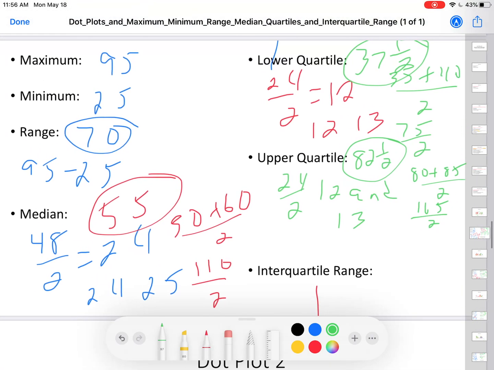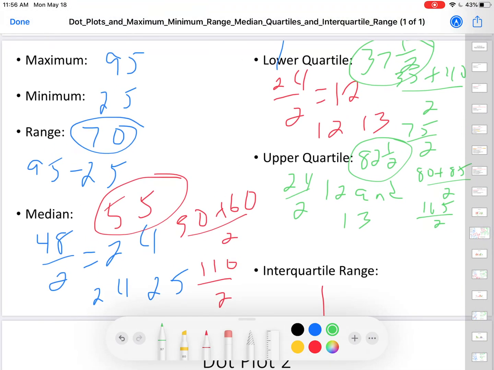Okay, so 82 and a half minus 37 and a half. Bringing out my calculator, 82.5 minus 37.5 is 45. So the interquartile range is 45.